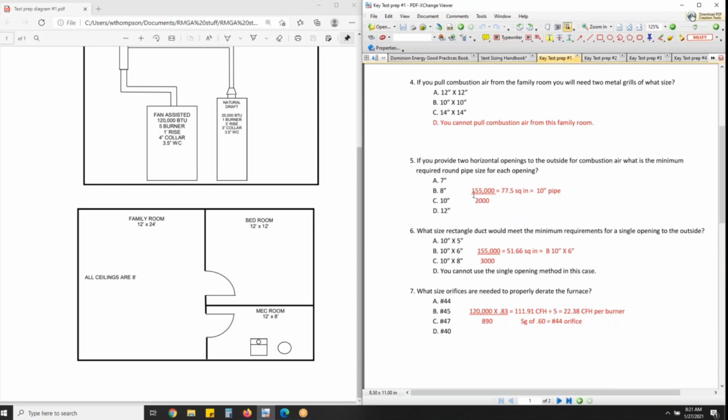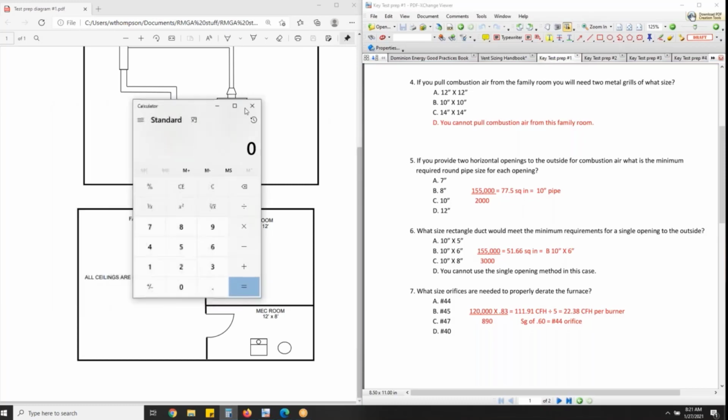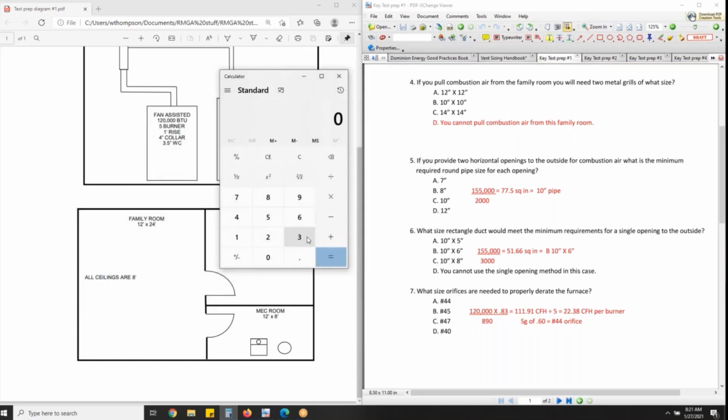So just remember, take your total BTUs and then go to the code and figure out what you need to divide by, because each one is different. There's a 2,000, a 3,000, a 4,000, and a 1,000. So you need to know where to find the info. The chart will show you a round pipe area, but if you want to know the formula, it's pi r squared.